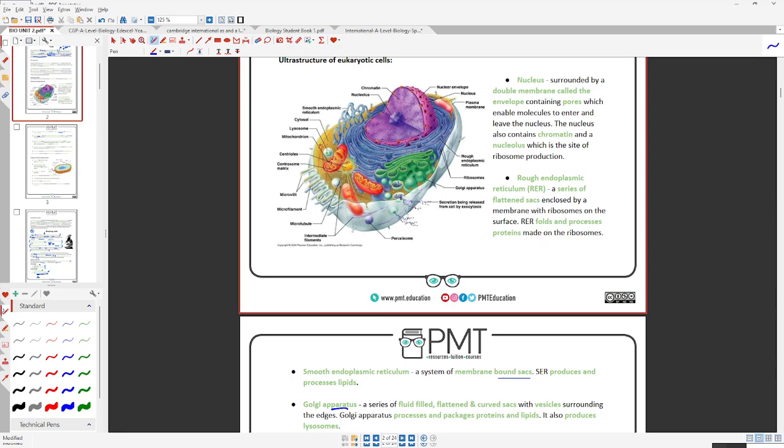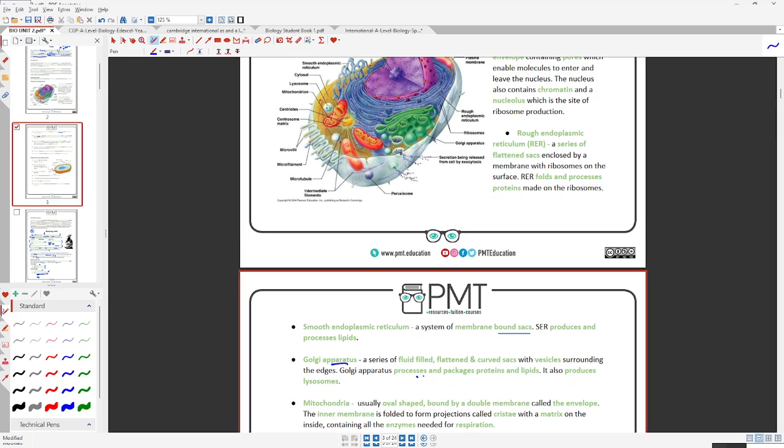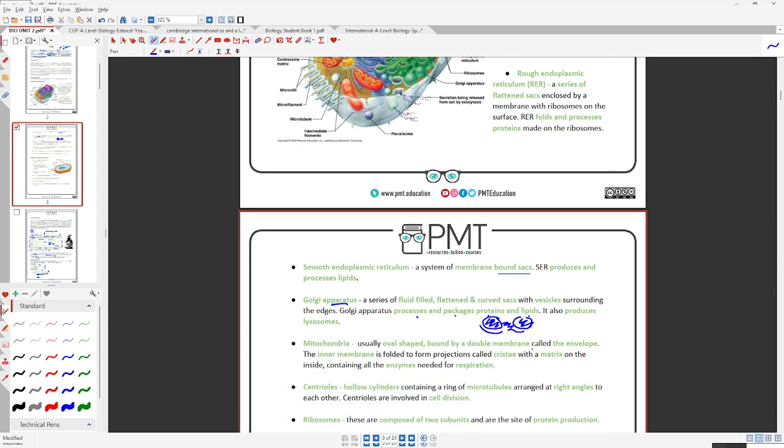It has vesicles surrounding it, and the Golgi apparatus will process and package proteins and lipids. Okay, so you're gonna have proteins, you're gonna have lipids, they're gonna be packaged up, they're gonna be processed. So whatever's inside is gonna be processed a certain way, and it's just gonna be there. Okay, and that's what it does.